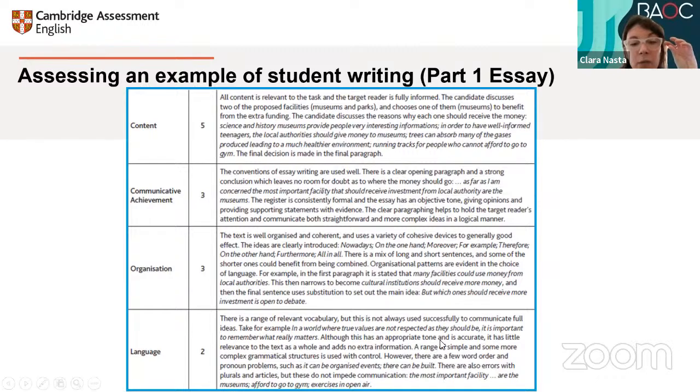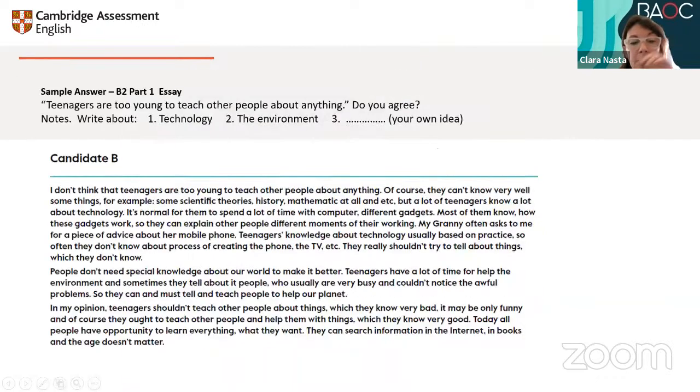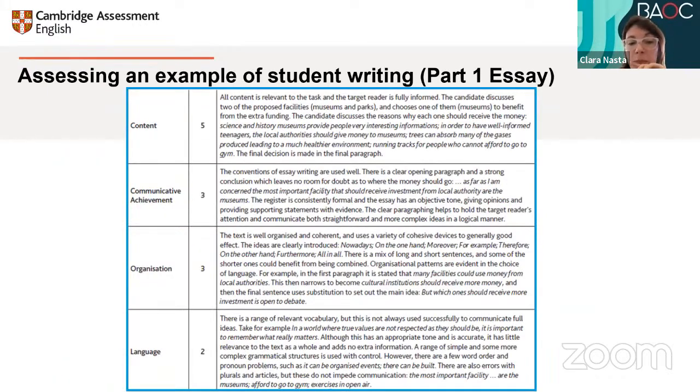And then in the language area, we have a problem. There is a range of relevant vocabulary, but this is not always used successfully to communicate full ideas. So the vocabulary is relevant, it's there, but the writer is not sophisticated enough to use it with a successful communication aim. So that's why it gets a lower mark in this area. And there are examples of that. Although this has an appropriate tone and it's accurate, it has little relevance to the text as a whole and adds no extra information. This is the kind of finding that justifies this mark in the language area.